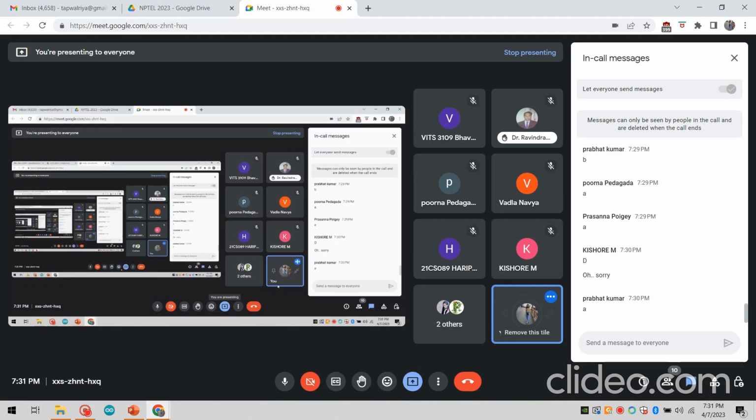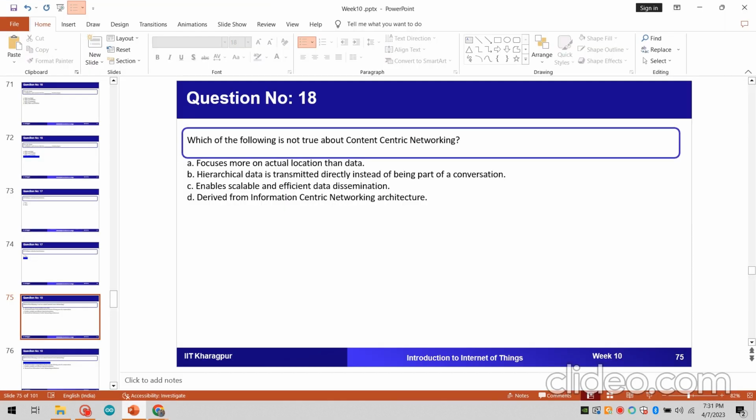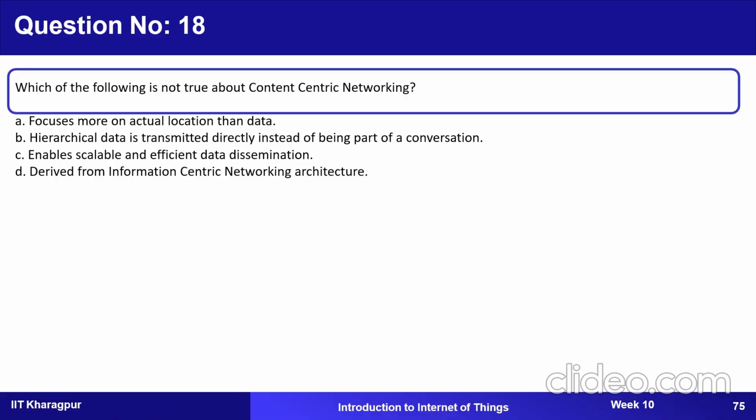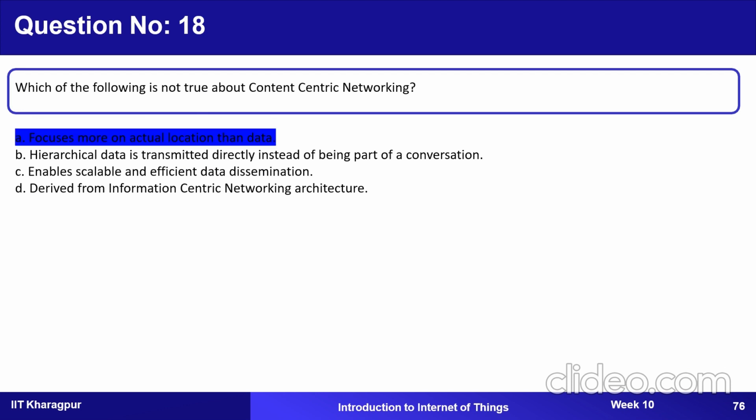A. Okay, what is the A? Focuses more on actual location than data. Yeah, so the correct option for this is A, because content centric networking focuses more on data than on actual location. So A is the correct option for this.